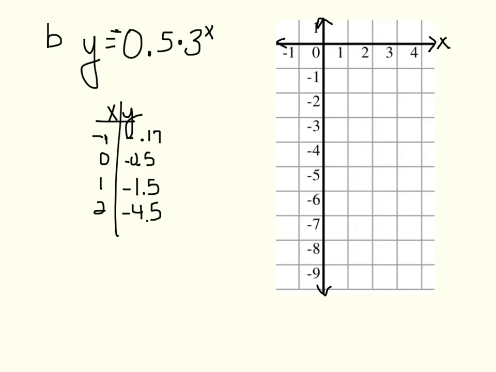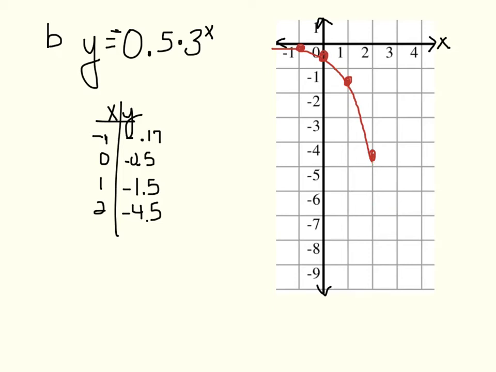So we graph the first one, -1 and -1, -0.17. 0, -0.5. 1, -1.5. And 2, -4 5/10. You'll notice that this graph starts going downhill really fast. Now, it's never going to actually, whoops, that's really bad.